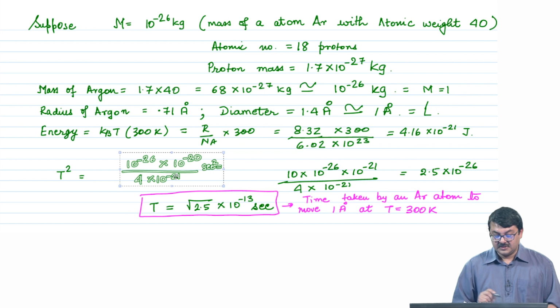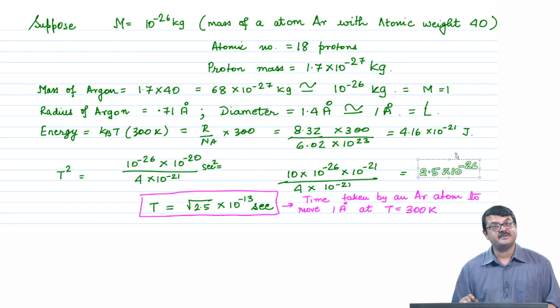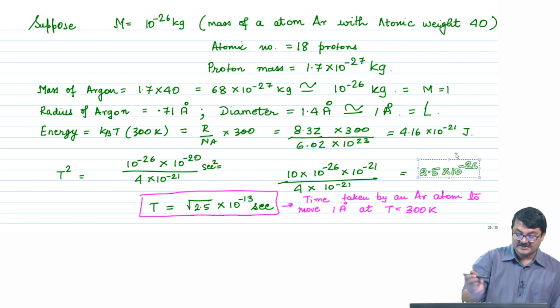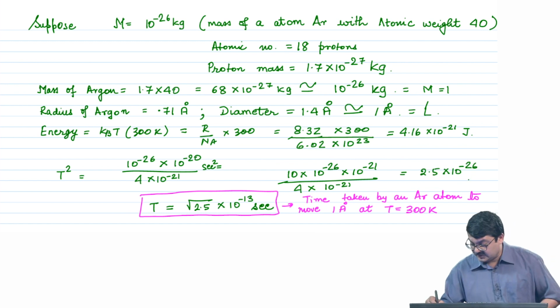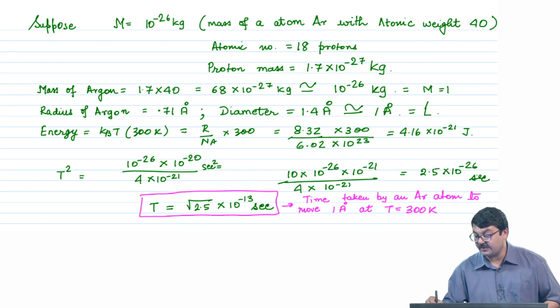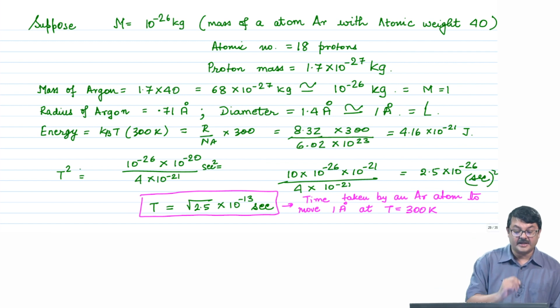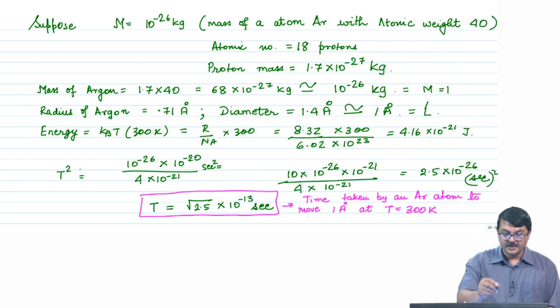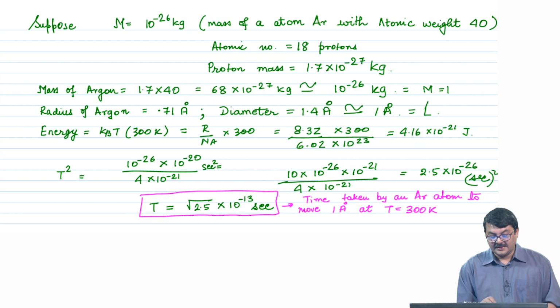And then if you put in all these values, you see that you get T square to be 2.5 into 10 to the power minus 26 seconds, because now everything has units. So, this is so many seconds, or rather second square, because you are calculating T square, right. And then T comes out to be root 2.5 times 10 to the minus 13 seconds.